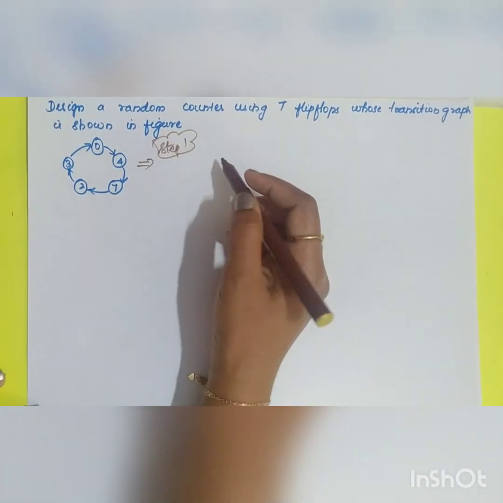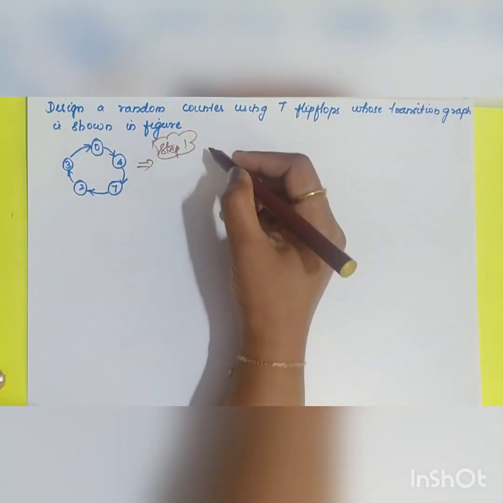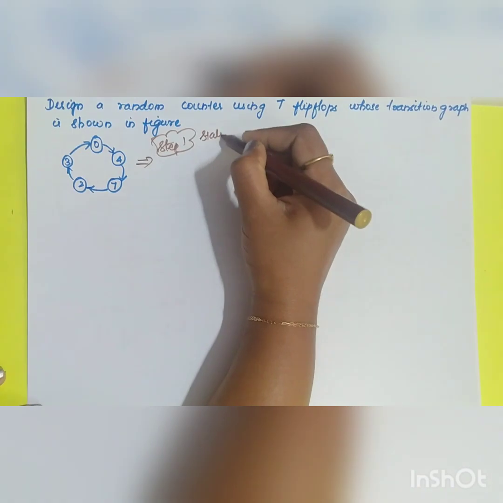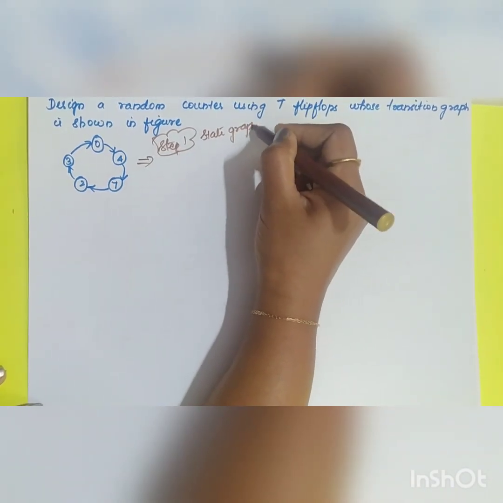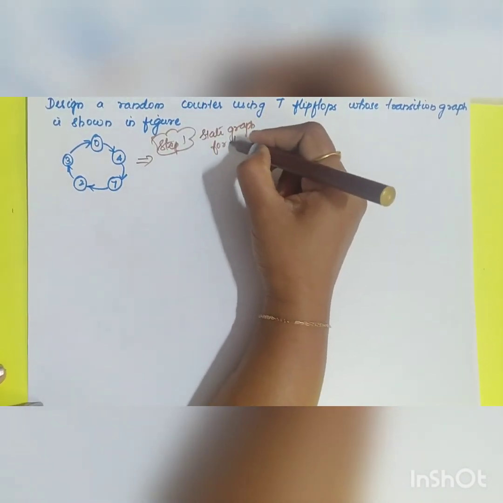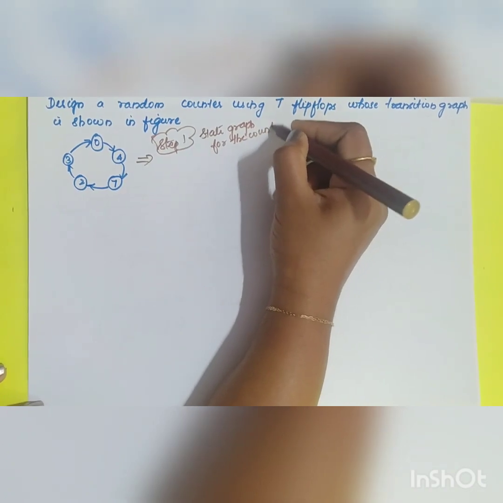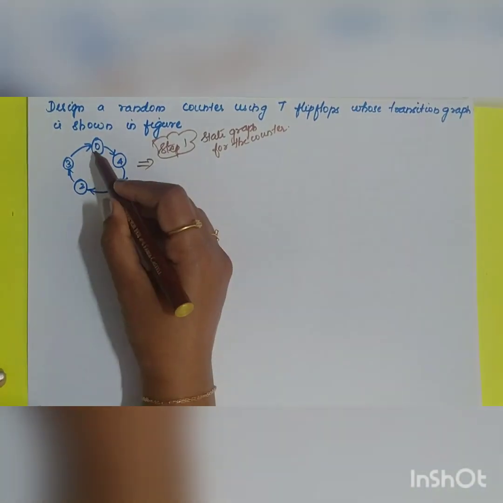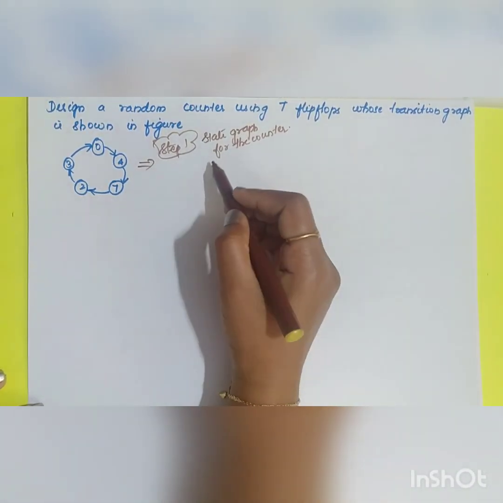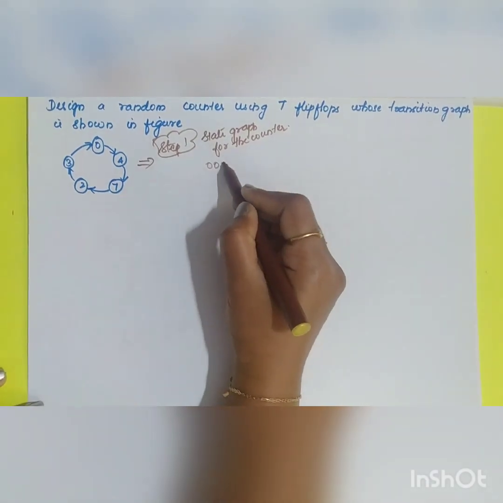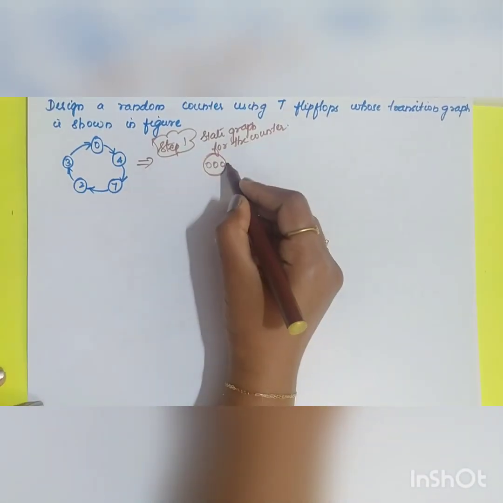I am just redrawing this transition graph, so a state graph for the counter. First is the state graph of your counter. Just replace all these decimal numbers by 3-bit numbers. Okay, 0 equivalent is 0, 0, 0.